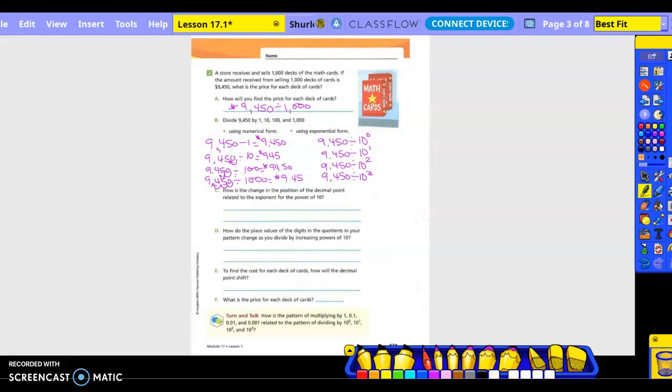Letter D, how do the place values of the digits in the quotients in your pattern change as you divide by each increasing power of 10? So basically, did our number get bigger or smaller? Smaller, okay? So basically, the value or the digit of place value gets smaller, right? Letter E, to find the cost for each deck of cards, how will the decimal point shift? So which way did we go? To the left, right? What is the price for each deck of cards? $9.45.